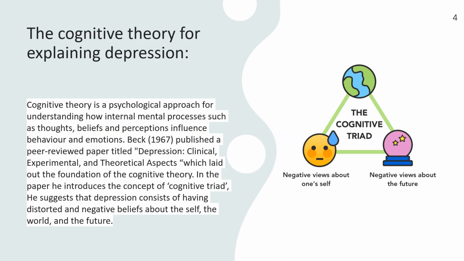Cognitive theory is a psychological approach for understanding how internal mental processes such as thoughts, beliefs, and perceptions influence behavior and emotions. Beck 1967 published a paper titled Depression: Clinical, Experimental, and Theoretical Aspects, which laid out the foundation of the cognitive theory. In the paper, he introduces the concept of the cognitive triad. He suggests that depression consists of having distorted and negative beliefs about the self, the world, and the future.